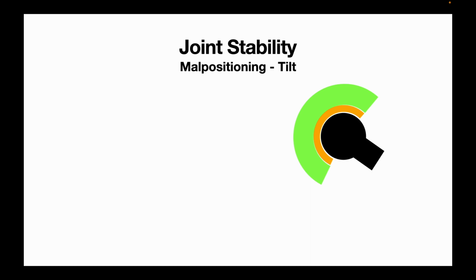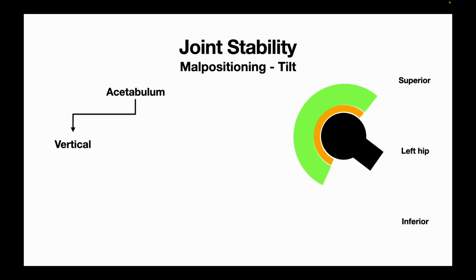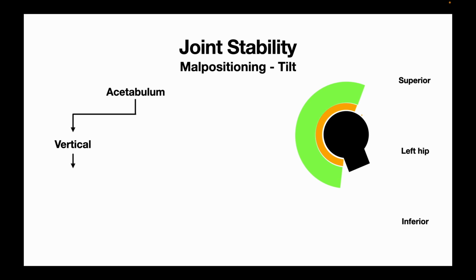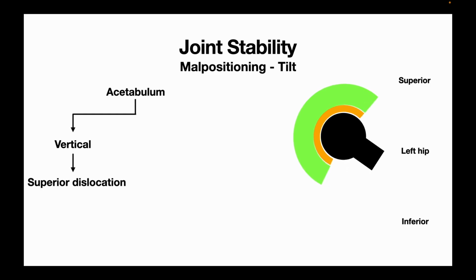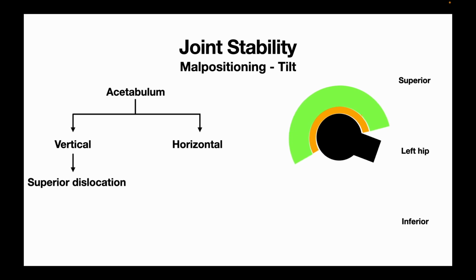Coming to malpositioning by acetabular tilt, a more vertically placed acetabulum makes the hip unstable in adduction and may dislocate superiorly. And a more horizontally placed acetabulum makes the hip more prone to an inferior dislocation.